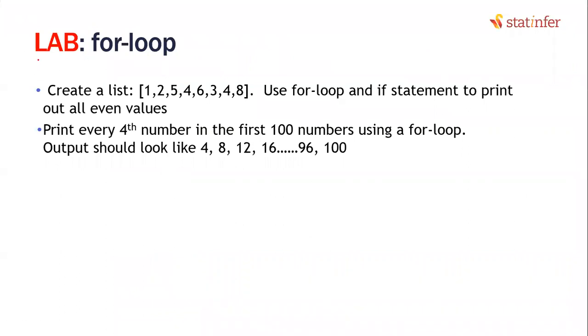I want you to understand this lab exercise, what exactly is required here. Create this list, use a for loop statement to print out all even values. Don't print the complete list. You have to print the even values out of this list. Print every fourth number in the first 100 numbers using a for loop. The output should look like this. Also try to use the break statement. Maybe instead of 100, take 200 numbers, only break after 100 numbers. Try that exercise as well. That is our lab exercise, just to recap the for loop concept.